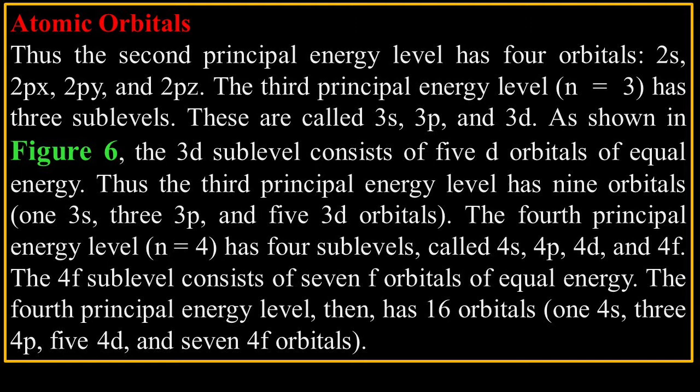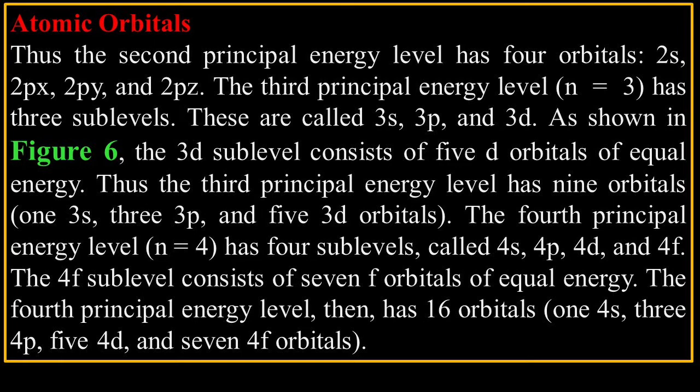The 3rd principal energy level, n equals 3, has 3 sublevels. These are called 3s, 3p, and 3d. As shown in Figure 6, the 3d sublevel consists of 5 d orbitals of equal energy. Thus, the 3rd principal energy level has 9 orbitals: 1 3s, 3 3p, and 5 3d.